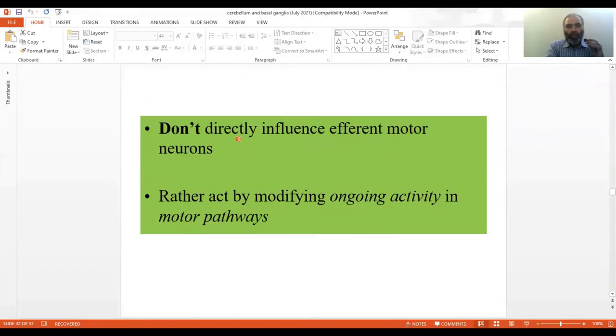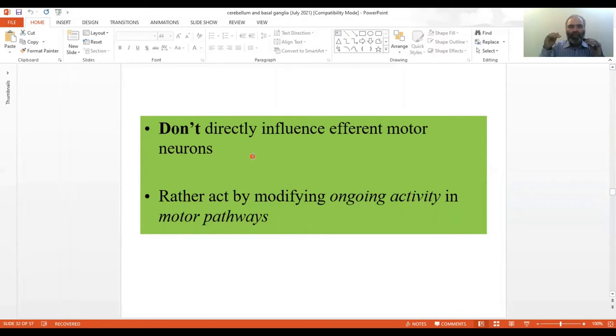Okay, they do not directly influence any motor neuron, so that should be clear. Neither does the cerebellum. These are indirect systems, accessory systems which run in the background, typically the cerebellum. Now you know that basal ganglia, although higher up in the hierarchy, is in the planning sort of level. Cerebellum is at the planning and execution level, and so is basal ganglia.